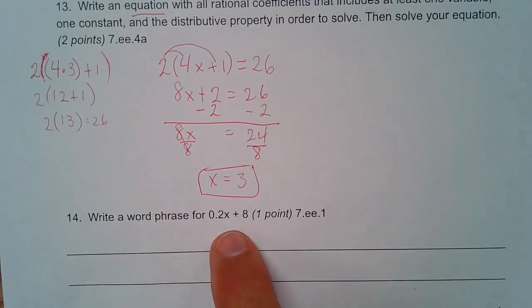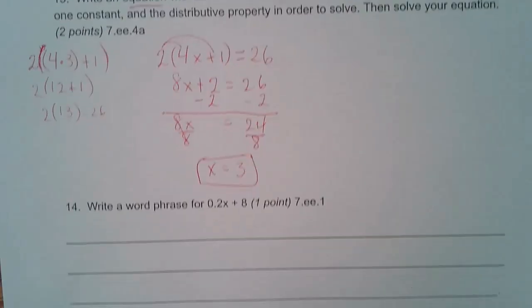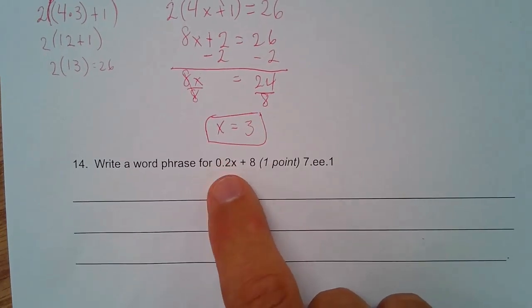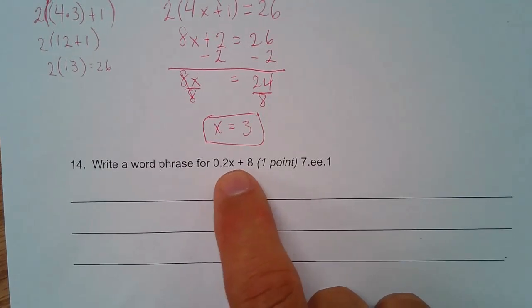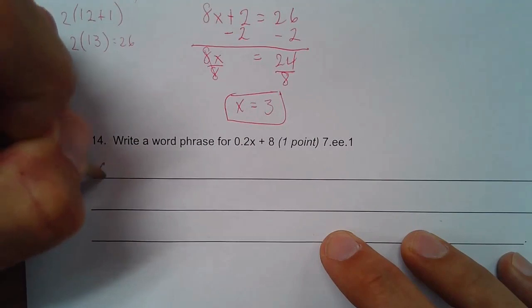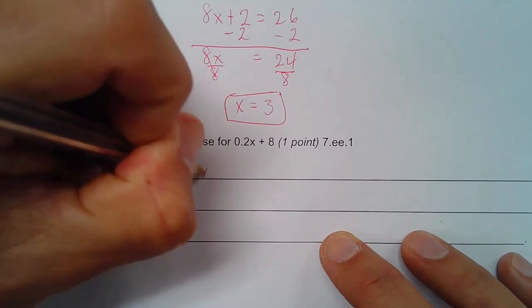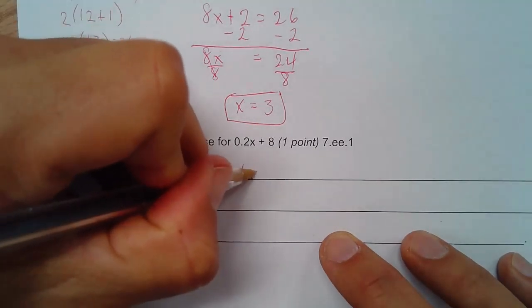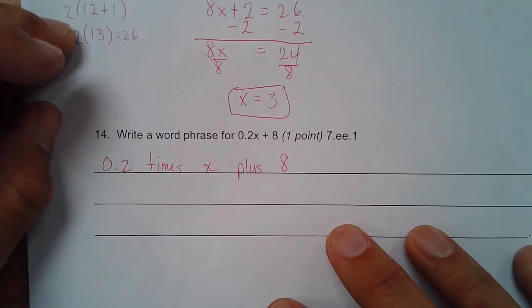Write a word phrase for this. So let's see. Well, that's 0.2 times x plus 8. So that's multiplication in there. So I could say 0.2 times x plus 8. Look at that, that's just so easy.